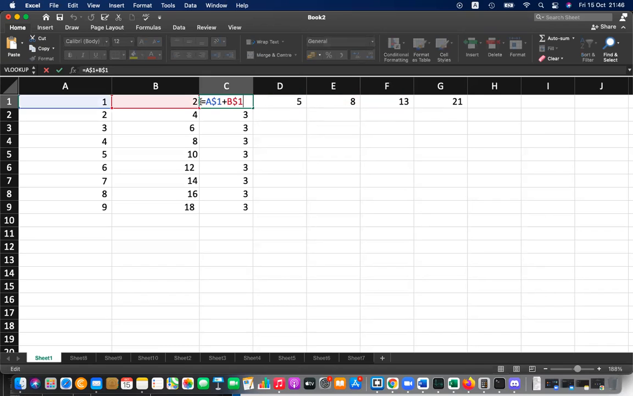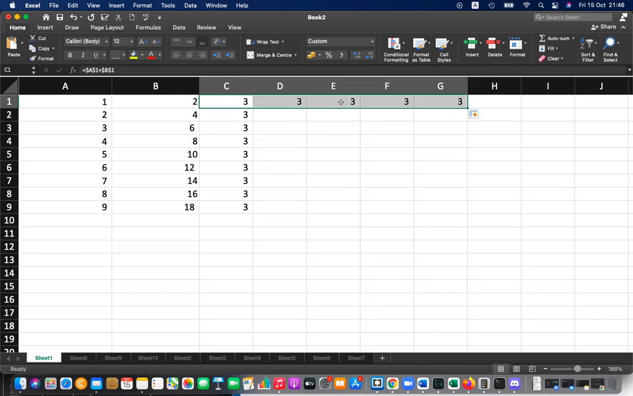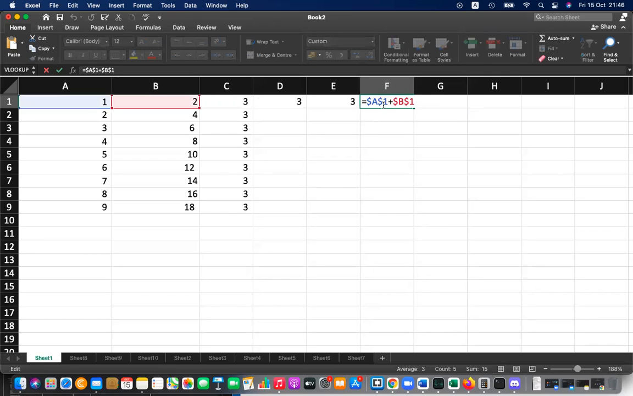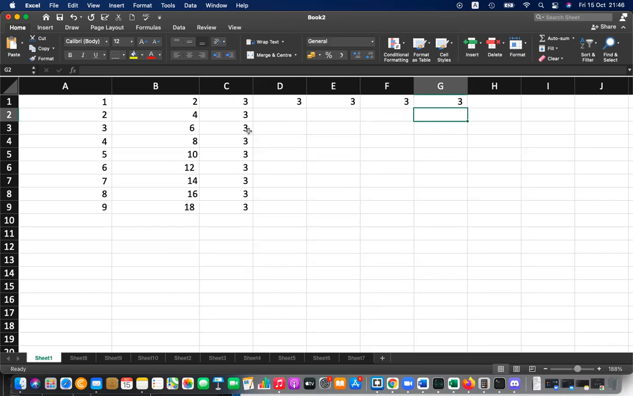But if you put dollar in front of the letter also, then it's not changing this direction also. Then still $A $1, $B $1. Here $A $1, B, not changing. So answer will be 3.